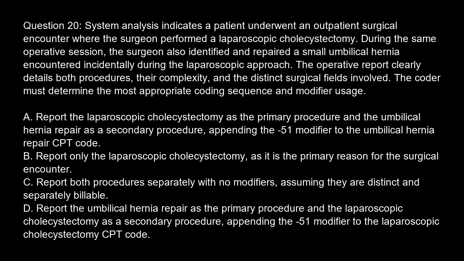Option A. Report the laparoscopic cholecystectomy as the primary procedure and the umbilical hernia repair as a secondary procedure, appending the -51 modifier to the umbilical hernia repair CPT code. Option B. Report only the laparoscopic cholecystectomy, as it is the primary reason for the surgical encounter. Option C. Report both procedures separately with no modifiers, assuming they are distinct and separately billable. Option D. Report the umbilical hernia repair as the primary procedure and the laparoscopic cholecystectomy as a secondary procedure, appending the -51 modifier to the laparoscopic cholecystectomy CPT code.